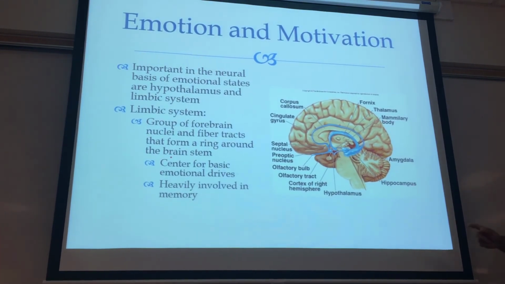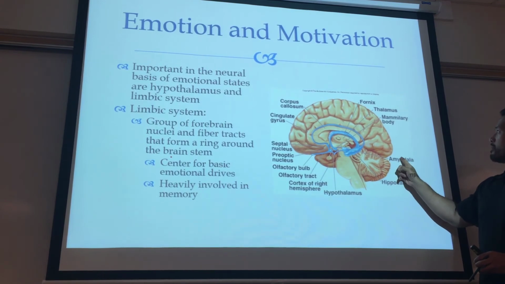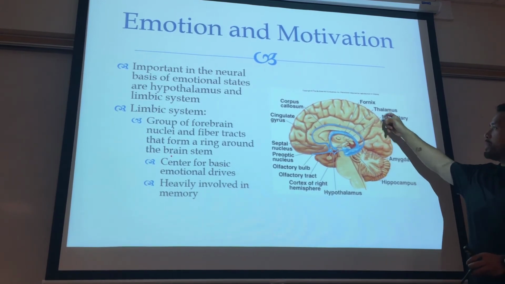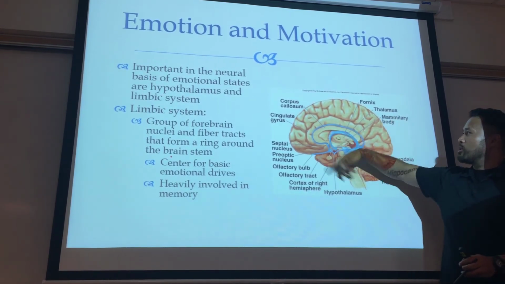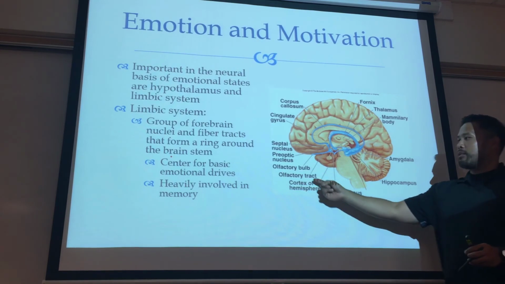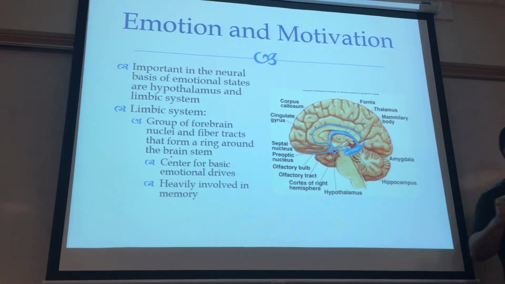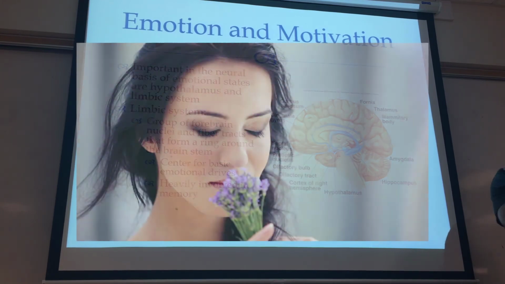And these are all the different things that you would see. Hypothalamus, hippocampus, amygdala, the thalamus, which is receiving sensory information, the corpus callosum, which is sending information between the left and right hemispheres. And then also notice on here the olfactory bulb and olfactory tract. Olfactory is related to the sense of smell.